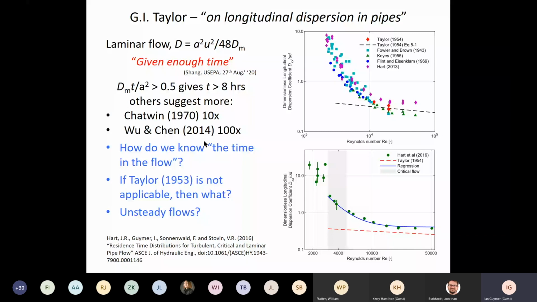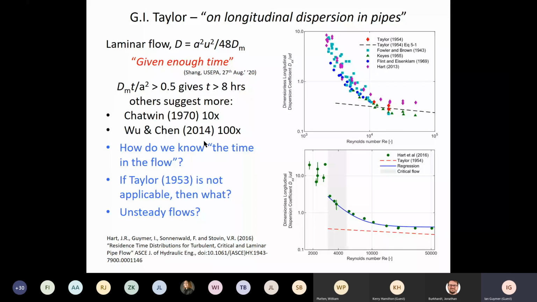So this presentation is going to look at a couple of those things. It's going to look at what we might do for laminar flow situations, which are well below the well mixed time, and what we can do for unsteady flows. So most people are familiar with Taylor from a civil engineering hydraulics perspective.